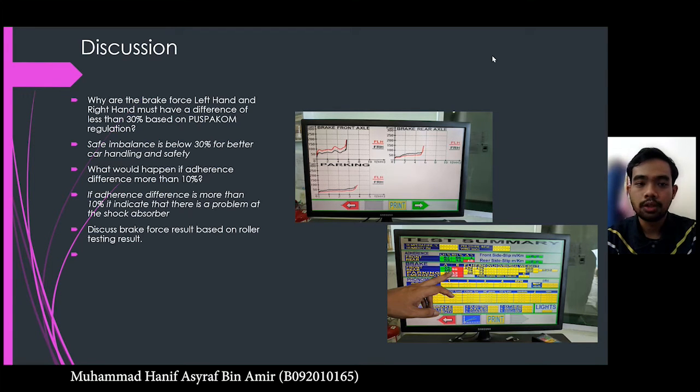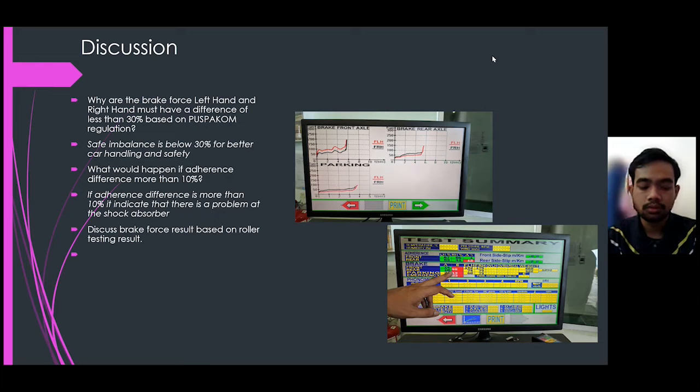Assalamualaikum. My name is Muhammad Anif Asyraf bin Amir, and I will discuss the questions. So first of all, why must the brake force between left hand and right hand have a difference of less than 30%? Based on Puspacom regulation, the maximum brake imbalance should not exceed 30%.